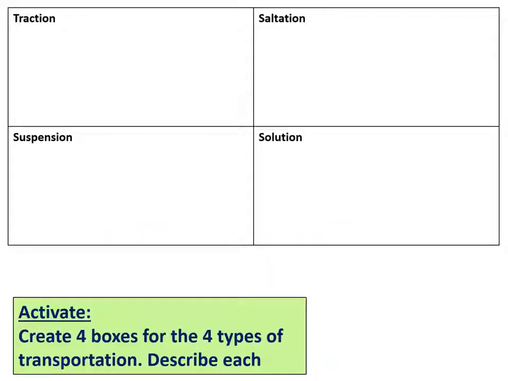So please can you draw for yourself 4 boxes, and I want you to draw a sketch for each and a really short description. So you've got the 4 types of transportation. Please draw a sketch and annotate it. If you need to go back to listen to my explanation, please do so. Pause the video now.